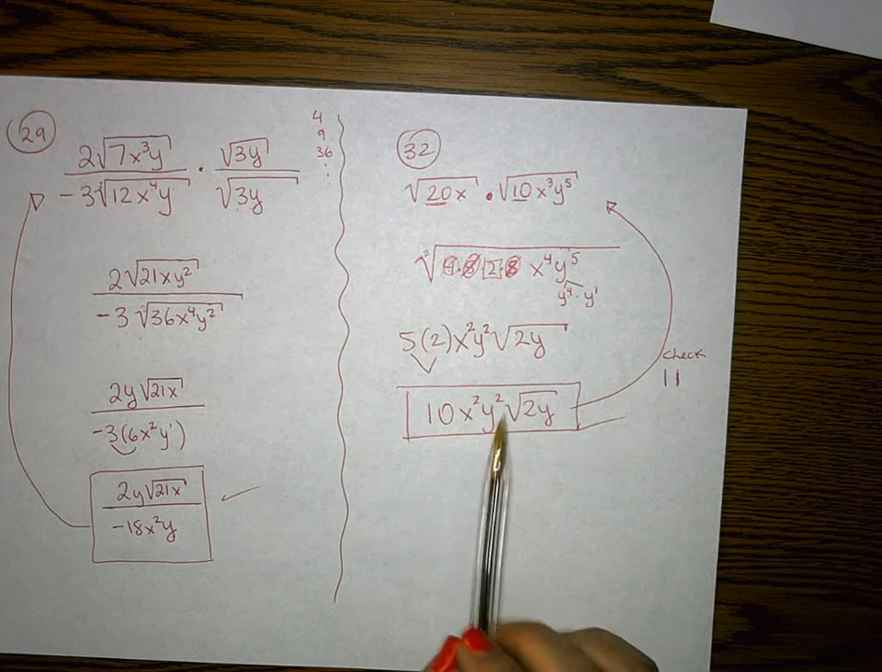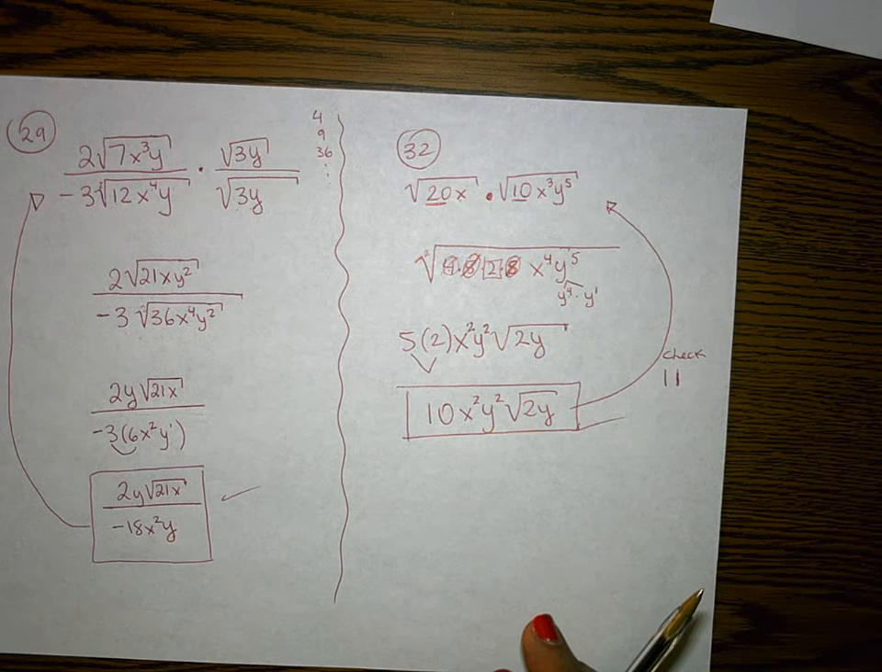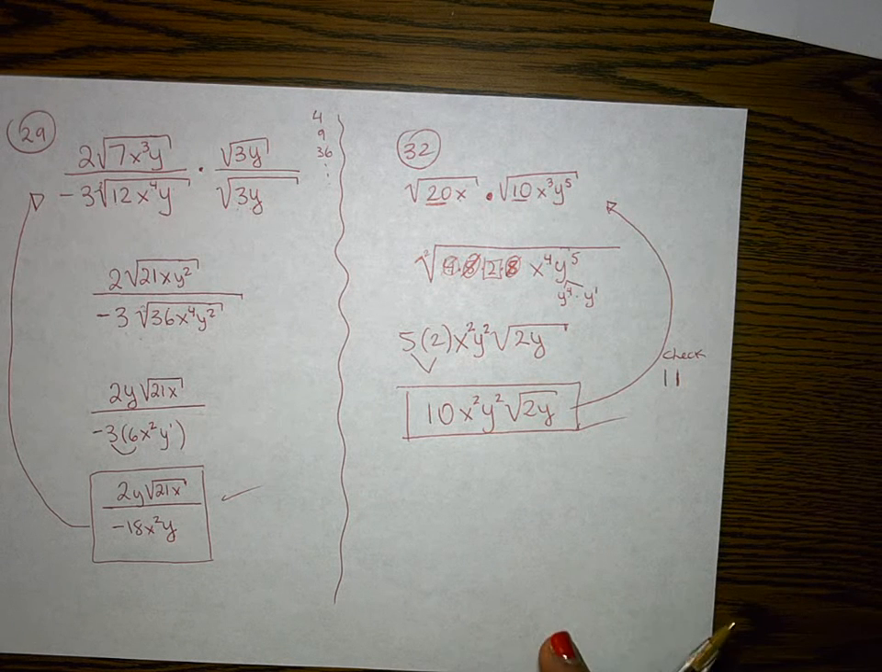So, that is the conclusion of our 5.2 multiplying and dividing radical expressions.